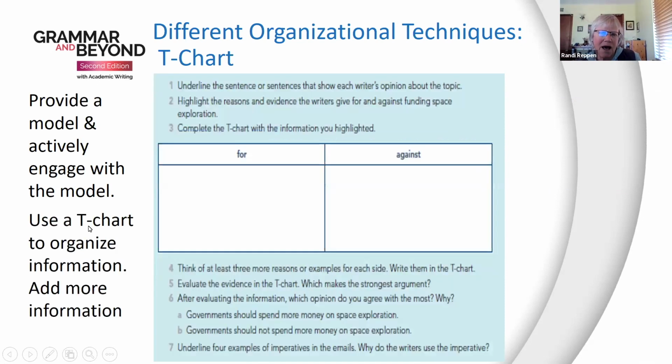We actually have students then engage with that model through the use of a T-chart, where they go back to the reading, which if you were looking at the textbook, it would be above this so you could see it. And so the students have to identify for and against, and then they need to add some additional reasons for or against the opinion of whether governments should spend more money or not spend money on space exploration, which is the prompt that they're following throughout these units.